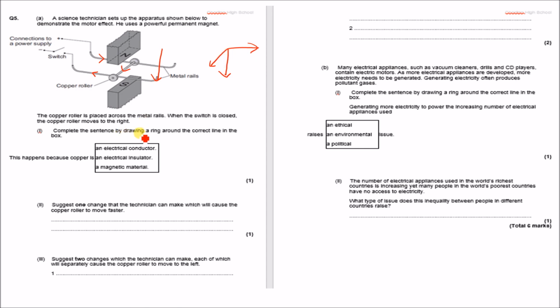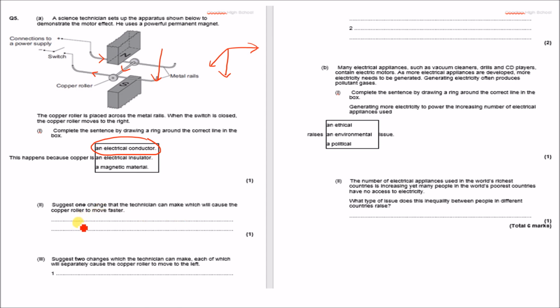Right, complete the sentence by drawing a ring around the correct line in the box. The copper roller is placed across the metal rails. When the switch is closed, the copper roller moves to the right, as we've just described. This happens because the copper is an electrical conductor. Now, I know again it's told you the direction, but you need to be able to do this, so make sure you practice.